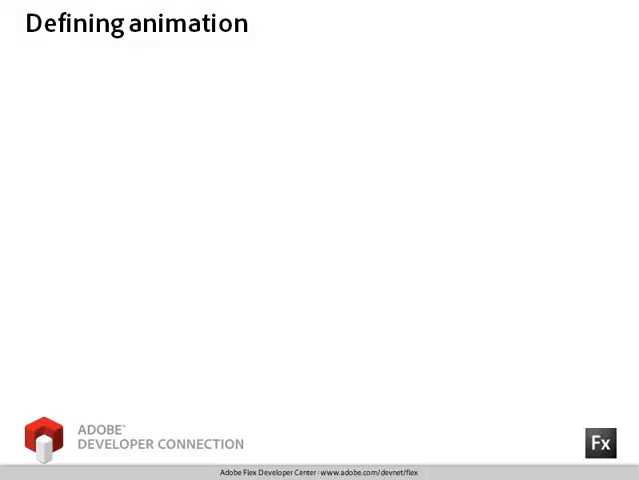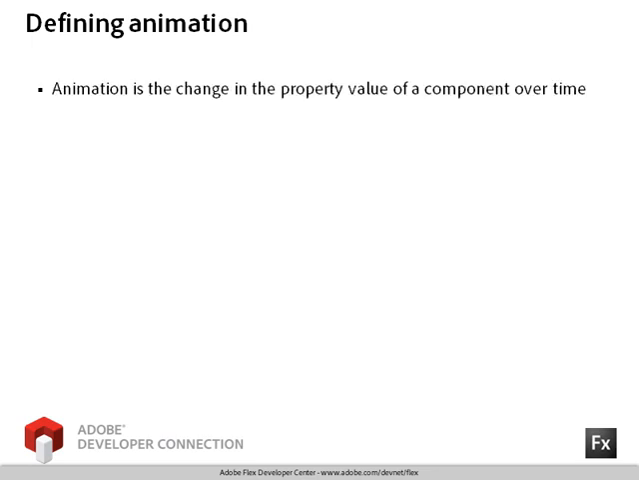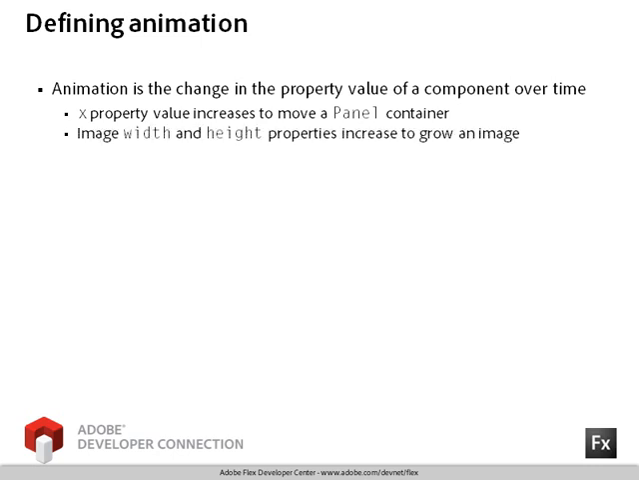Let me take a minute to define the term animation in regards to Flex development. Animation is the change in a property value of a component over time. For instance, if you increase the value of the X property of a panel container, it will move to the right. If you increase the width and height values of an image over time, the image will grow. If you decrease the alpha property of a text control, then the text will fade.